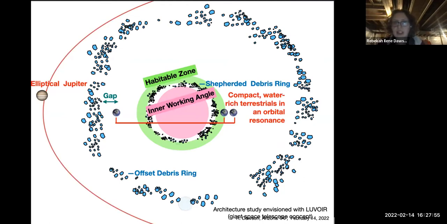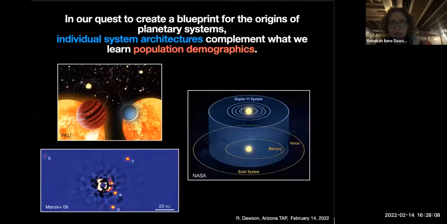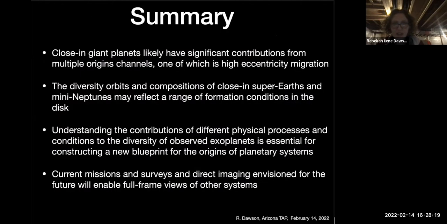where I've envisioned what that might look like on a pretend planetary system where we have all these different measurements of orbits of the planets, atmospheres, debris that we can put together into a coherent story. So I hope I've showed that what we're learning from individual system architectures can complement what we learn from population demographics. And I'll leave you with this summary. Thank you so much.